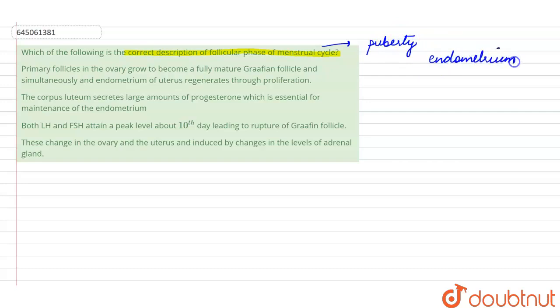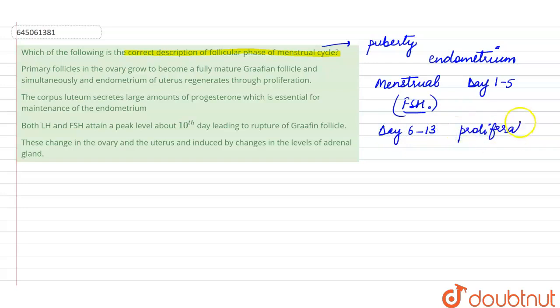Right? So here we see that this is divided into 4 phases. The first, day 1 to day 5, is the menstrual phase where the bleeding occurs. So day 1 to day 5, under the effect of the FSH hormone, there will be start of a new follicle development. Then followed by this, the day 6 to 13 will be the proliferative phase, because there is proliferation of the endometrium taking place. Along with this, there is a formation of a new follicle at a very fast rate. So this is also called a follicular phase.